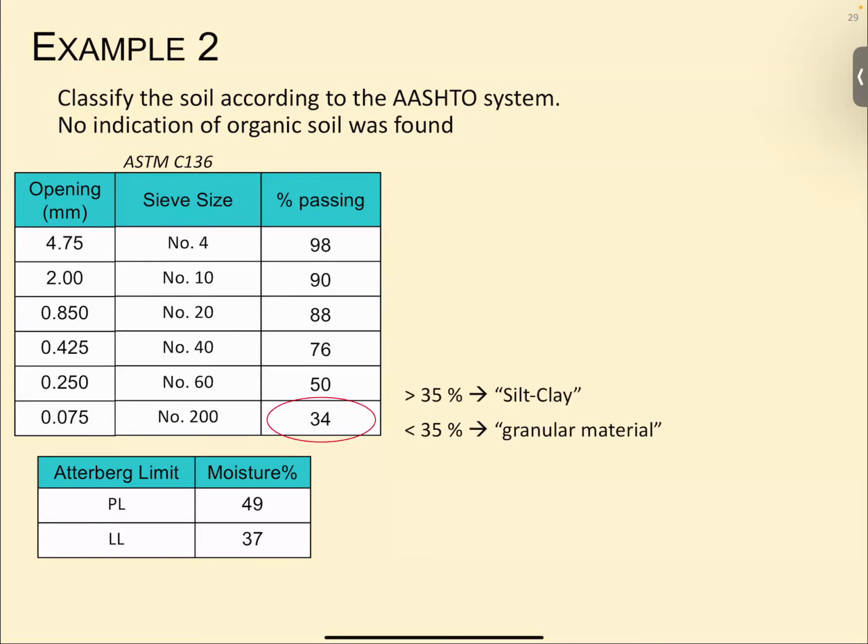Okay, so in this example, we have a little bit more sieve data, and we also have plasticity data down here. So we know we're going to have a material with some plastic behavior. So we're still right on that threshold. We're still less than 35% passing the 200 sieve. So that means we're still going to be classified as a granular material, which is nice.